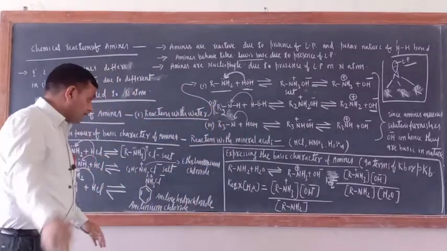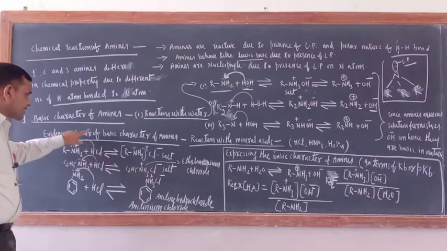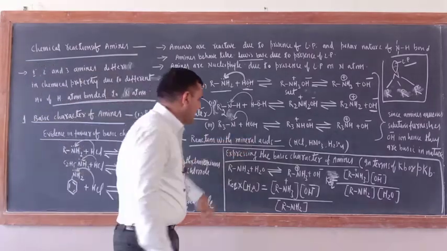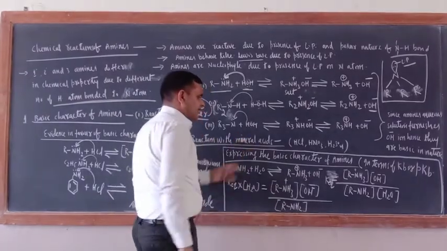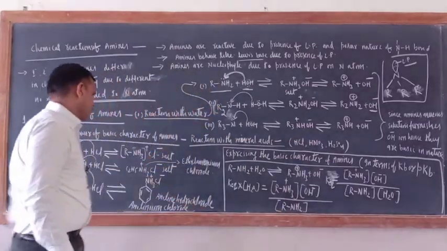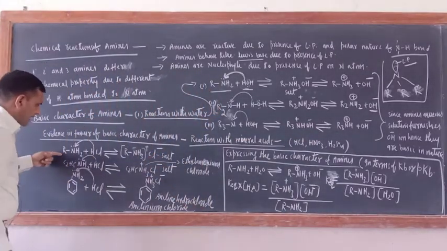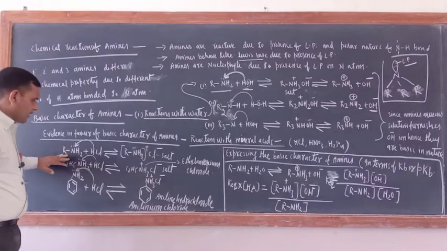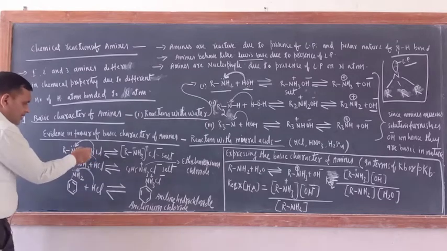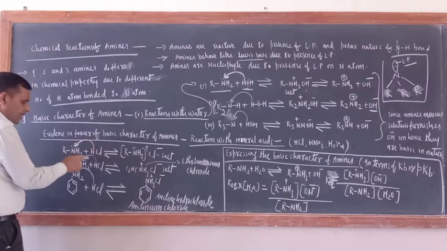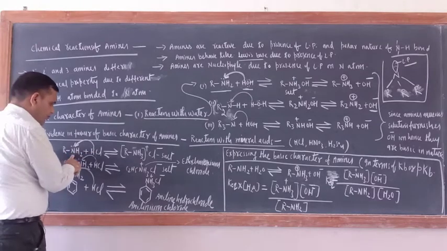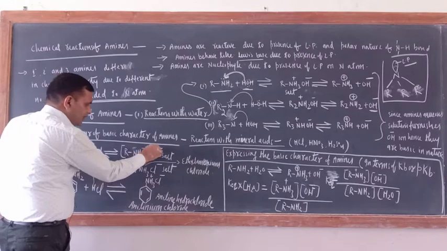Now further evidence should be given. So evidence in favor of the basic character of amines: their reaction with mineral acids. What are the mineral acids? HCl, HNO3, H2SO4. So just try to understand. Whatever is given in the NCERT book, only that reaction I am teaching. RNH2 plus HCl. Now this proton will be given by HCl to the lone pair of electrons of N. So now this is RNH3 positive and Cl negative.